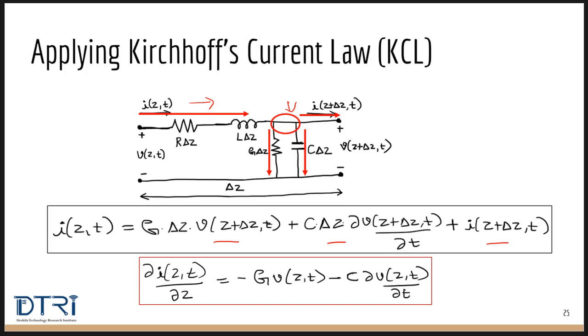Both KVL and KCL are applicable here, since we are considering a small section of wire where the voltages and currents are not varying. So the analysis is very similar to the DC circuit.